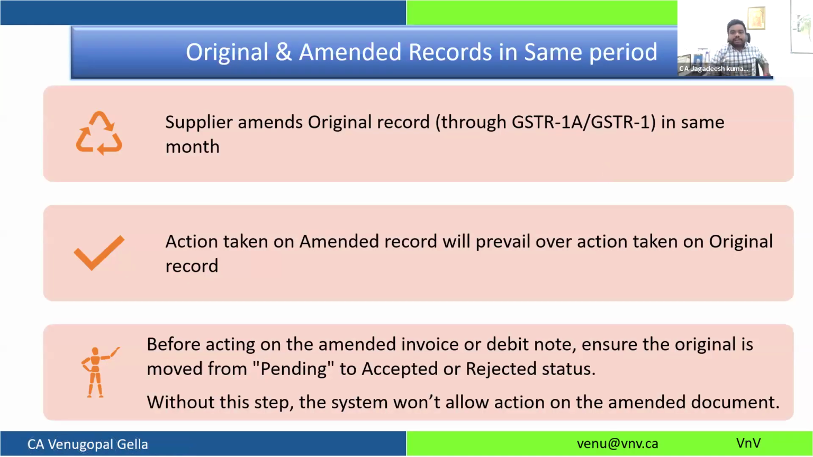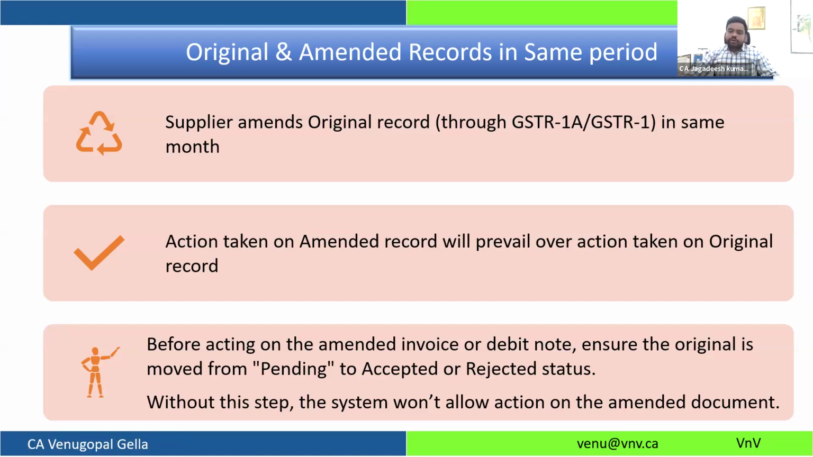Now, original and amended records in the same period. Let's see what it is. This month, my supplier has issued one invoice. In the same period, he amended it, in the same month. So whatever action you have taken on the latter one, that is the amended one, only that will be considered. So before acting on the amended invoice or debit note, ensure the original is moved from pending to accept or reject status.